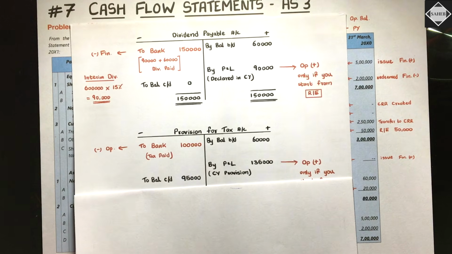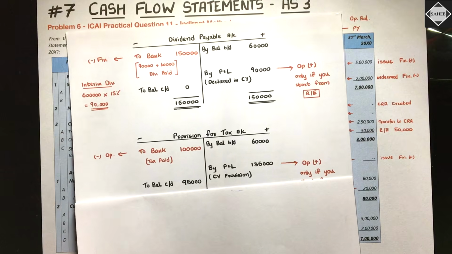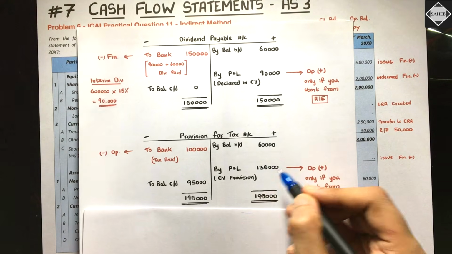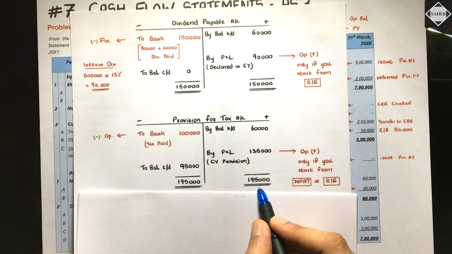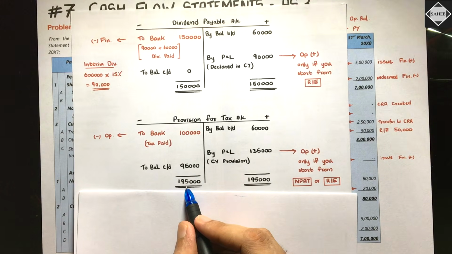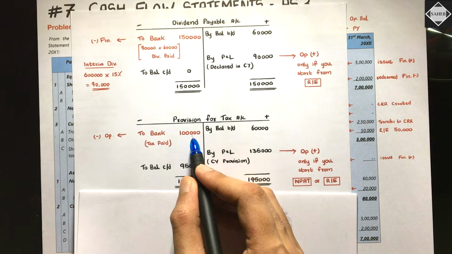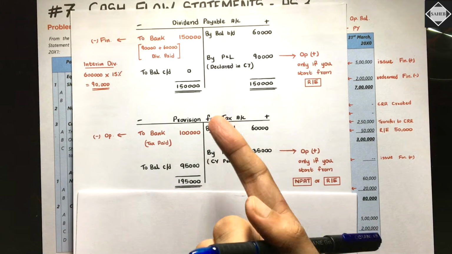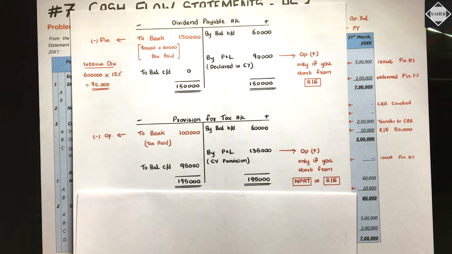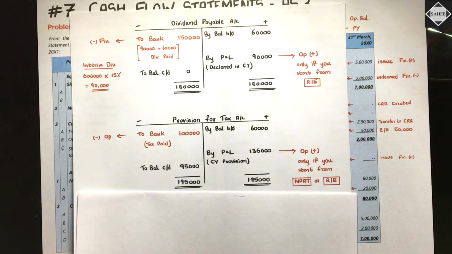Okay, 1,35,000. Then you will just balance this account. 60 plus 1,35,000 is equal to 195, and then 195 on this side as well. 195 minus closing balance 95 is equal to 1 lakh, which is the tax that is actually paid to the government. So now how will the impact flow to the cash flow statement?